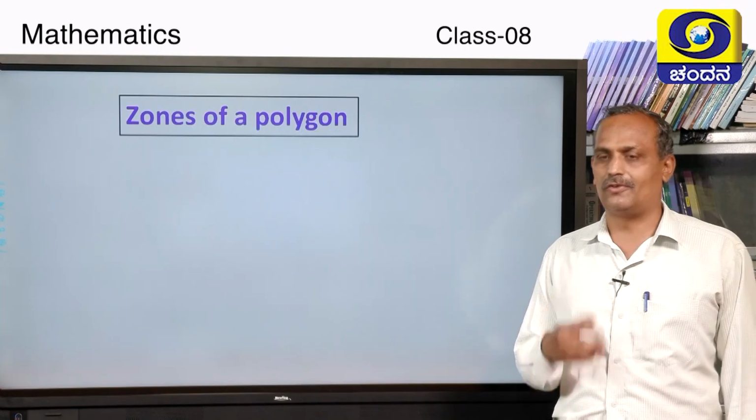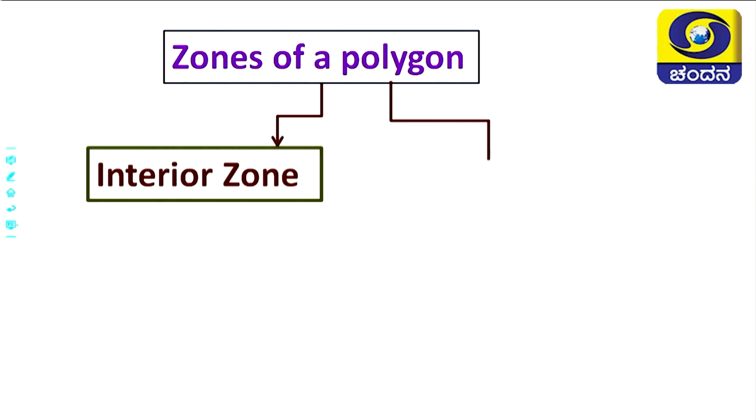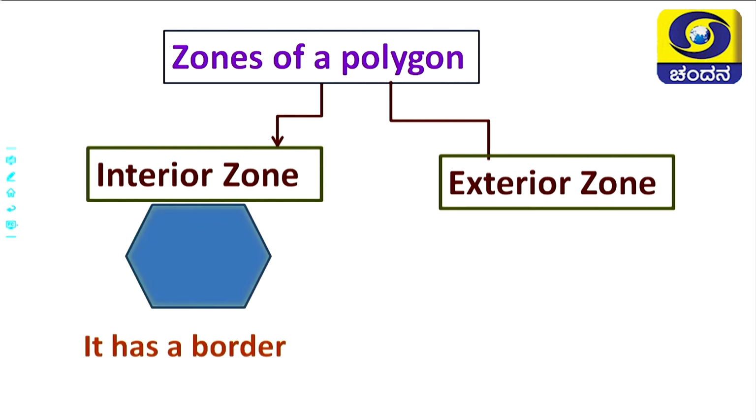What are the zones of a polygon? We can find mainly 2 zones. Interior zone, the area which is lying inside the polygon. Exterior means whatever lies outside a polygon. The interior zone has a border. We can easily identify it. The border is nothing but the sides of the polygon. For the exterior, we have no such defined border because it lies outside. Hence, I have not drawn the diagram here.